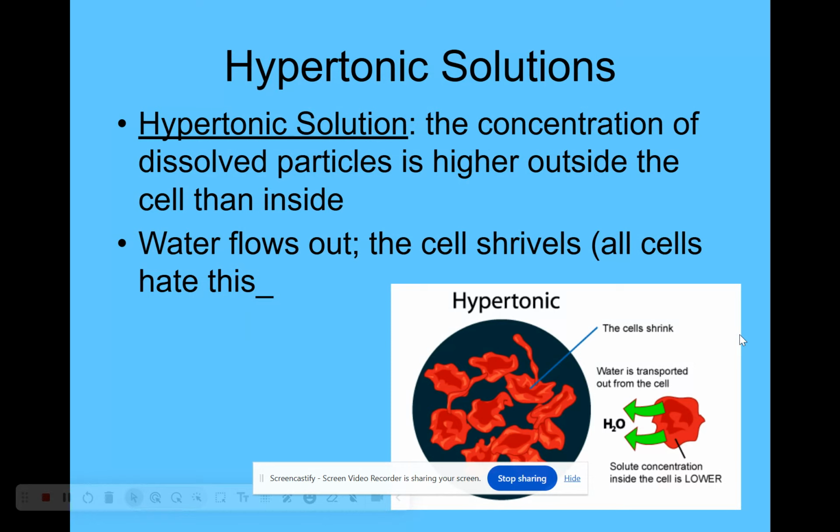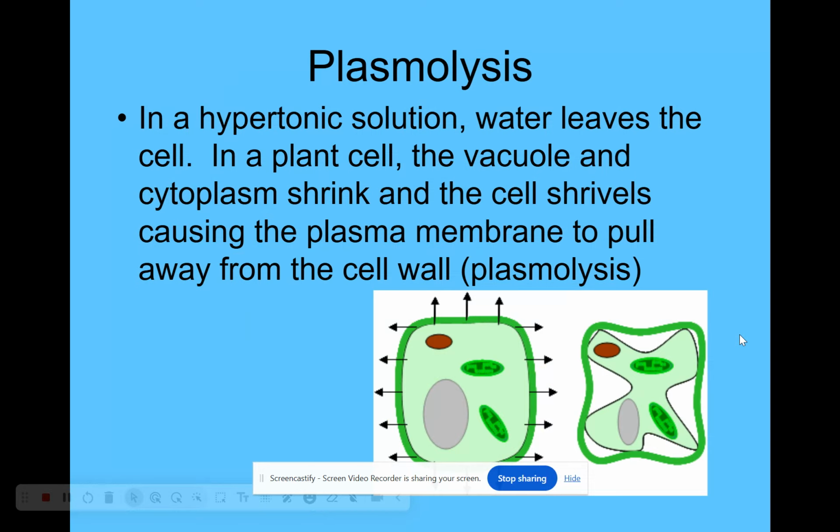You guys saw that with seeds. But the water leaves the cell and the cell shrivels up. All cells hate this. This is why we can't drink salt water. It kills our cells. Plant cells hate it because salt will still kill it. And this is what we call plasmolysis. This isn't shrinking. This is the cell actually dying.